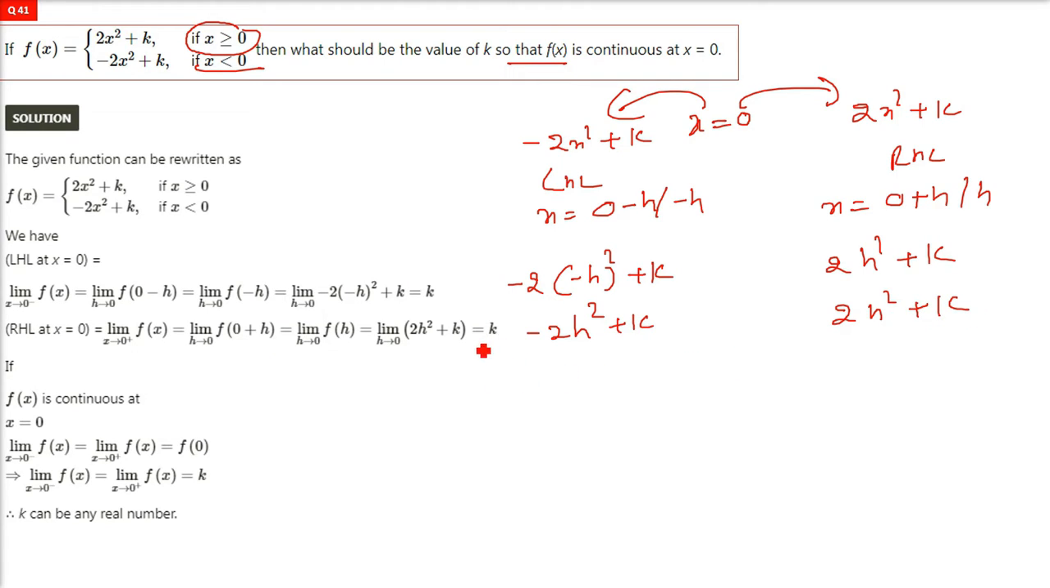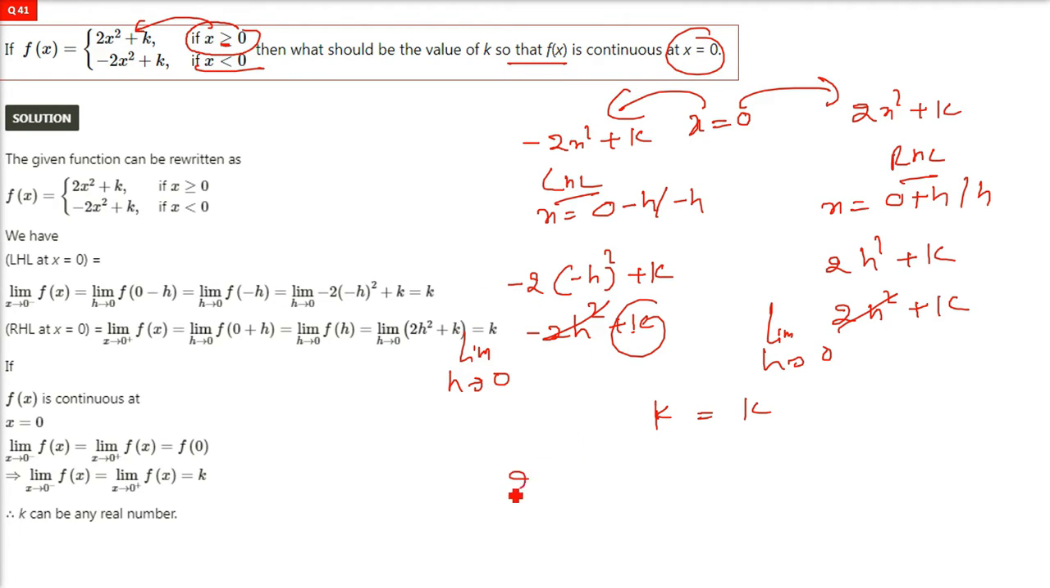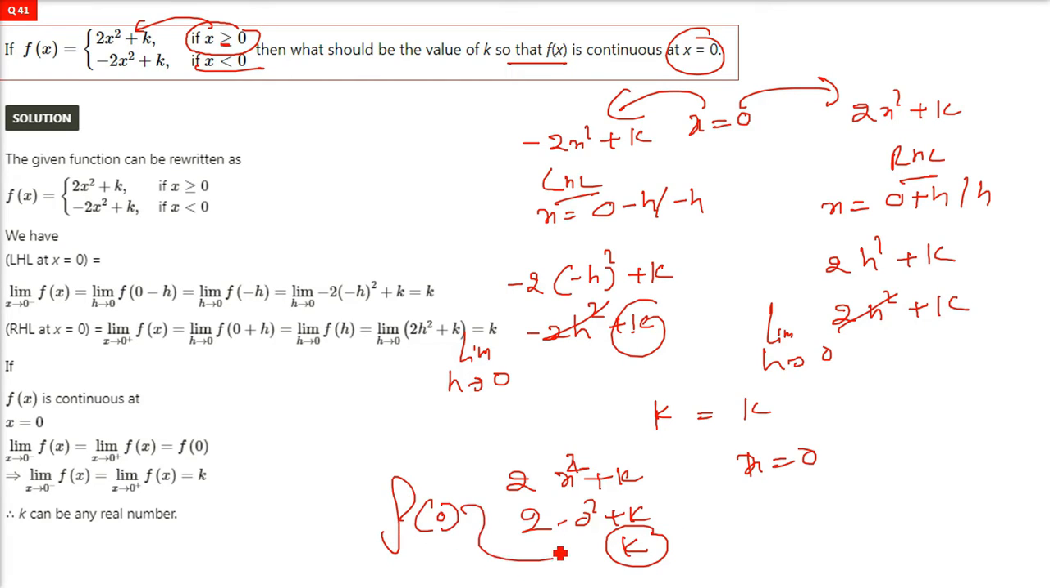Okay. Now apply the limit. Limit h tends to 0. Limit h tends to 0 here also. So when you apply a limit, you see both sides, it will be k only. K is equal to k. So left hand limit and right hand limit are equal. But what about k? So we'll check the value of the function at x equals 0 also. And this is the equality sign, the first one. 2x square plus k. So x 0 I am putting 2 into 0 square plus k, which is k only. So this k is the value of the function at 0. All these three are k.